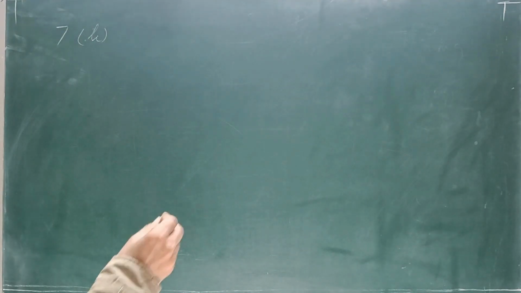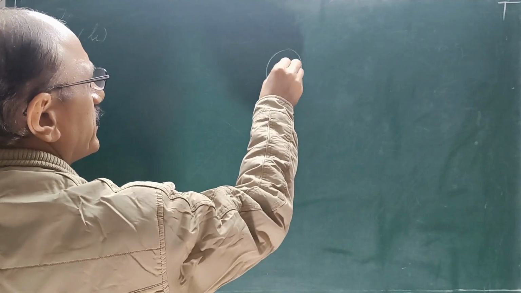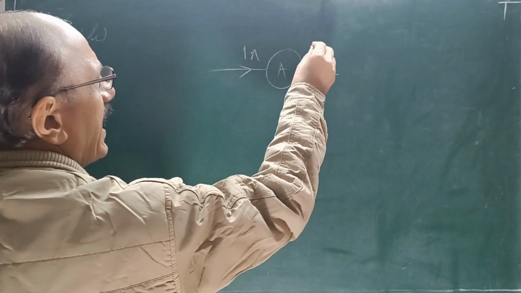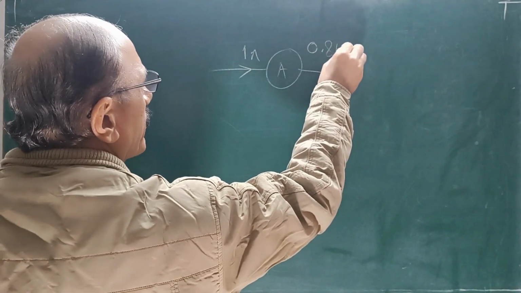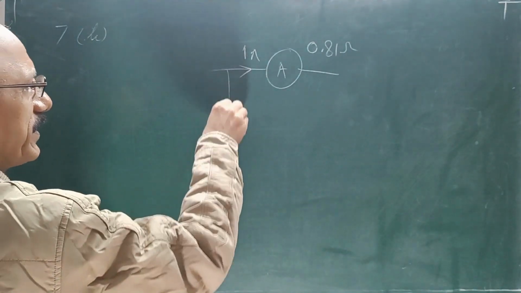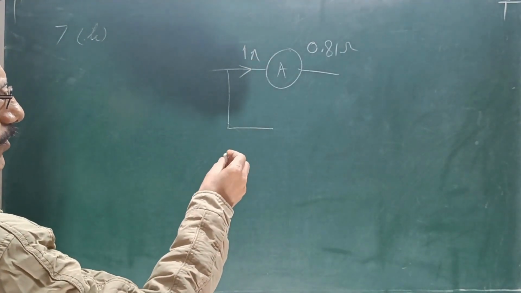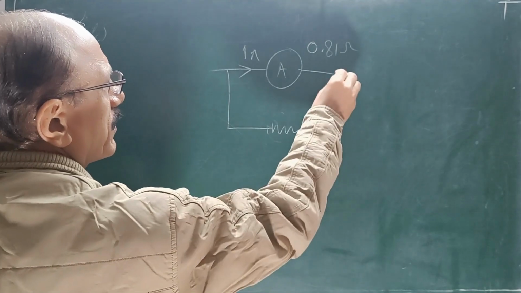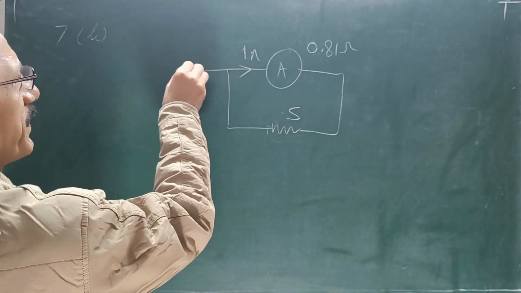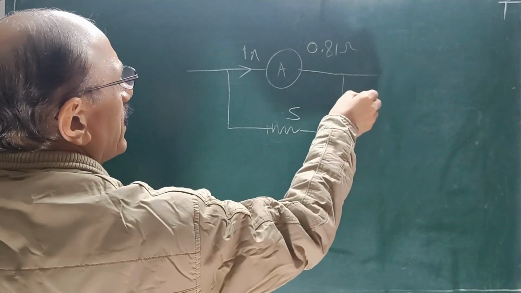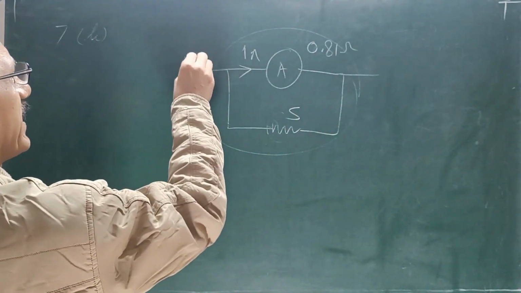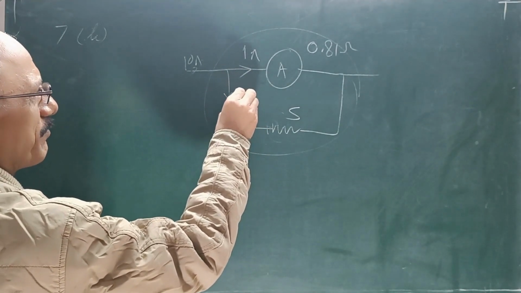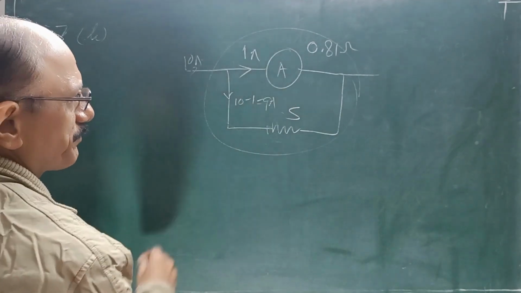7b. We can see this is the ammeter which has a range of 1 ampere and its resistance is 0.81 ohm. Now we have to increase the range, or convert it into an ammeter of range 10 ampere. So this will become a new ammeter with range 10 ampere. Here it will only be 1 ampere, so here it will be 10 minus 1, that is 9 ampere.